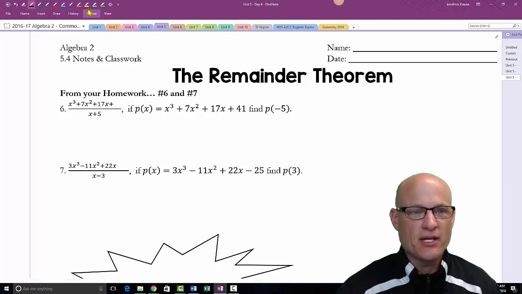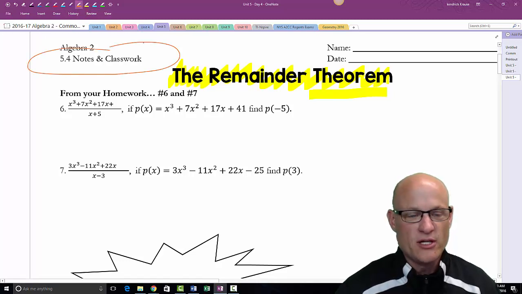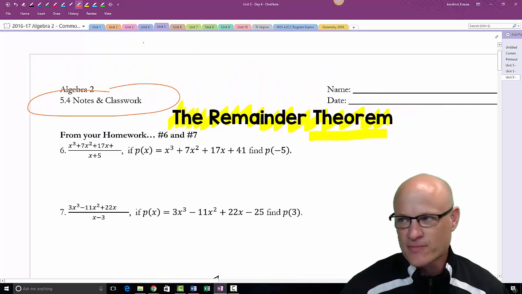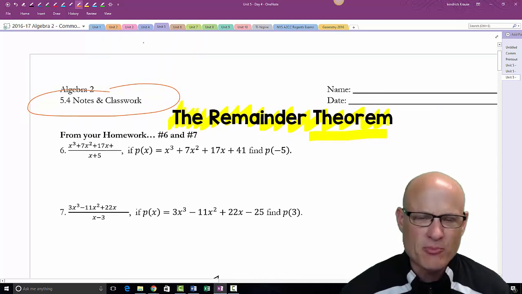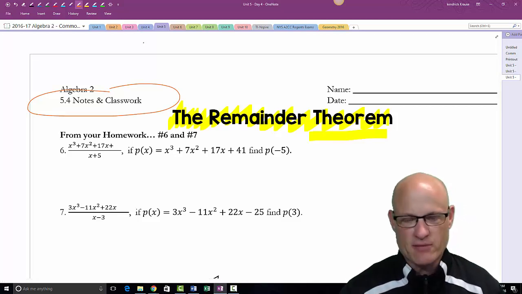It's called the Remainder Theorem. Now, every time you see the word theorem, do you get like, whoa, that seems really complicated? It's got to be complicated. By the way, this is 5.4. Notice it's notes and classwork, so I'm going to teach you a couple things. And then I'm actually going to go through the problems, but I'm hoping that you actually do them on your own before you watch the trained monkey do them.